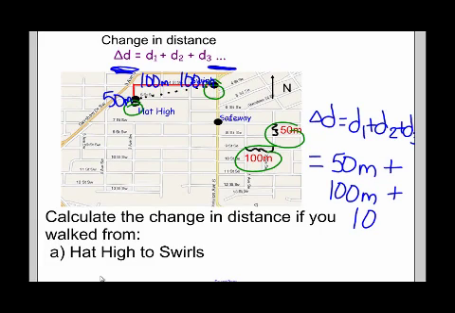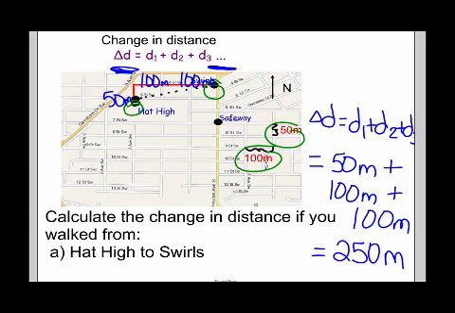So far there's 2 of my 3 steps. I have a formula, I have an equation, and now I need an answer. So I know 50 plus 100 is 150, add another 100 gives me 250 meters. Since this is distance, and distance is a scalar quantity, I don't need to put a direction on the end of that, and I'm done.